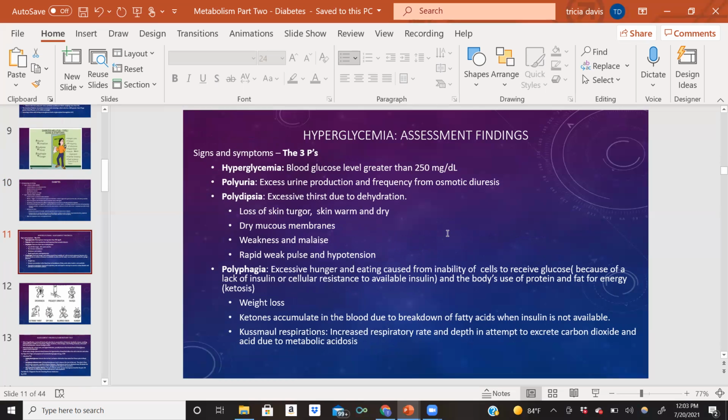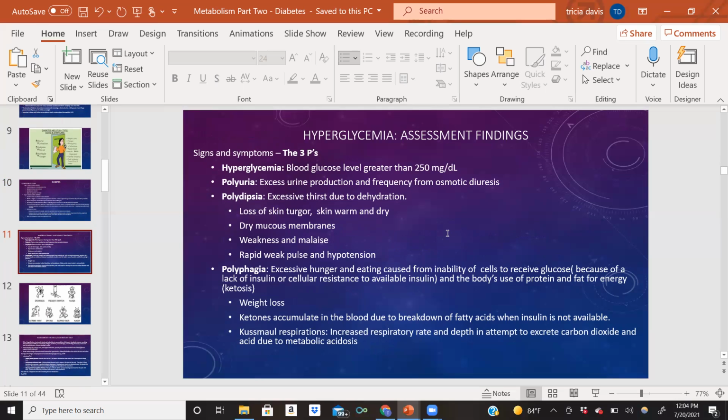Again, this is just kind of like a rule of thumb. It's what your book talks about. In your clinical settings, wherever you work, you're going to want to follow your policies and procedures, whatever they determine is considered hyperglycemia wherever you work. So it's a blood glucose level greater than 250.